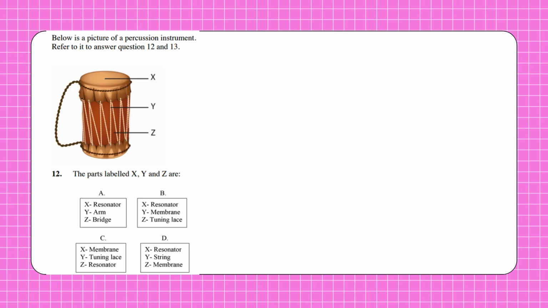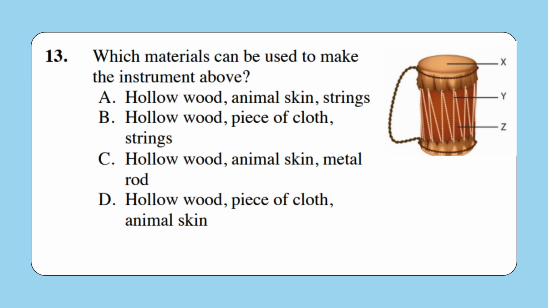Use the picture below to answer questions 12 and 13. 12. The parts labeled X, Y, and Z are. 13. Which materials can be used to make the instrument above? A. Hollow wood, animal skin, strings. B. Hollow wood, piece of cloth, strings. C. Hollow wood, animal skin, metal rod. D. Hollow wood, piece of cloth, animal skin.